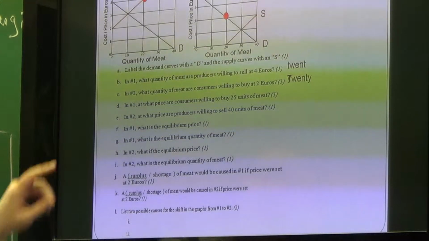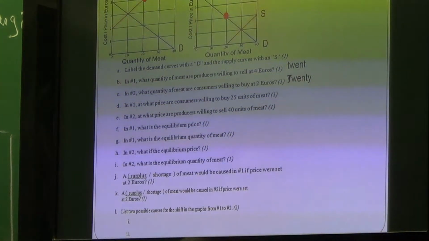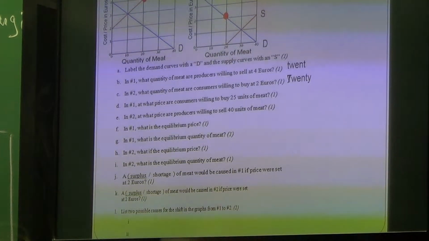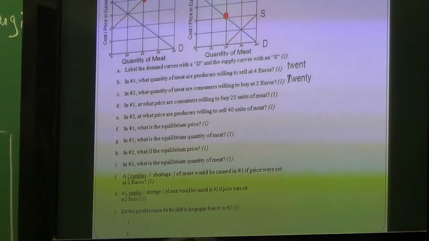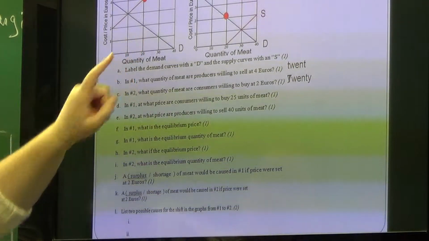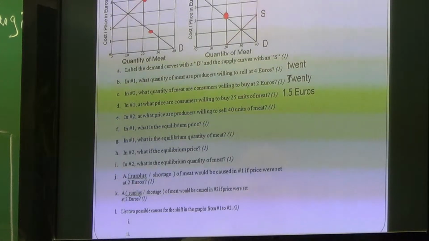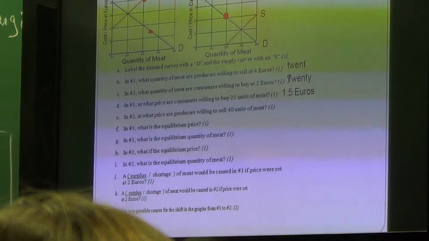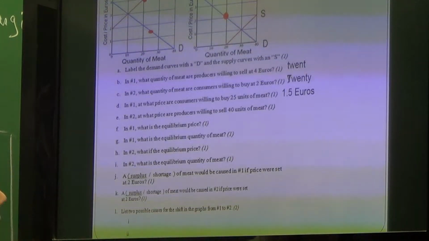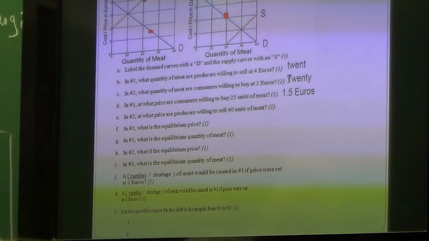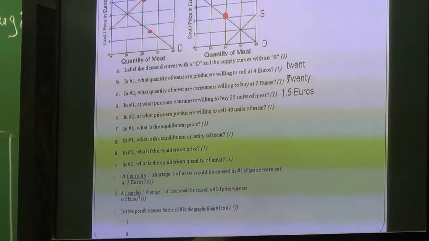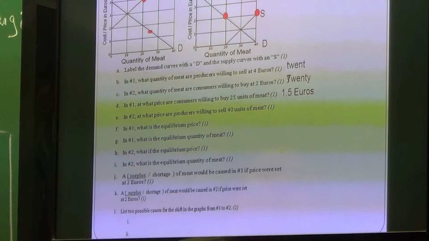All right. And in one, at what price are consumers willing to buy 25 units of meat? So again, consumers means we're on which curve? Right. So if we're at demand and we're looking at 25 units of meat, we're about here, or €1.50. Okay. And in two, what price are producers willing to sell 40 units of meat? So producers means we're on the supply curve, 40 units of meat.